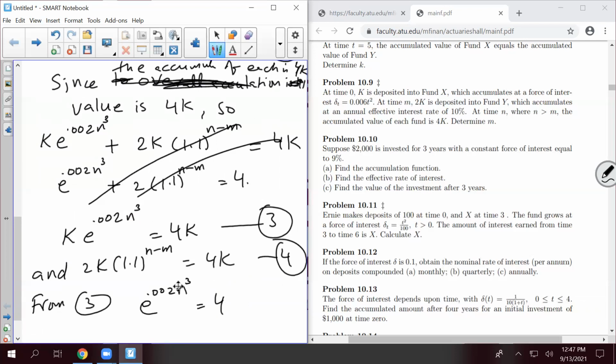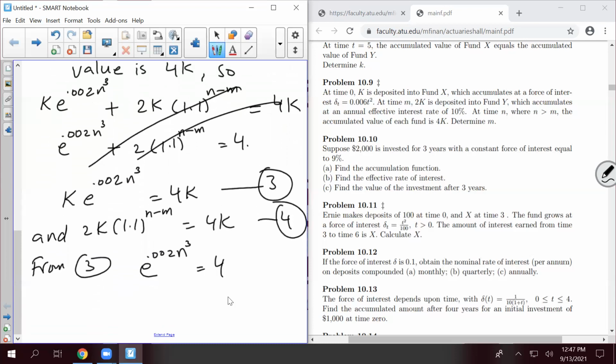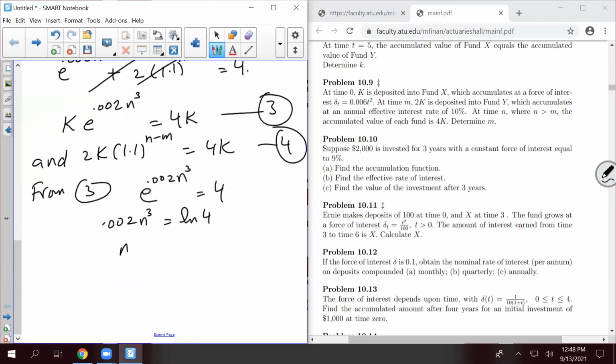So now do we have enough information to get n from here? Yeah, take ln. So 0.002 n cube is equal to ln 4. N cube is equal to ln 4 over 0.002, and n would be ln 4 over 0.002 power 1/3. So what do we get for n?